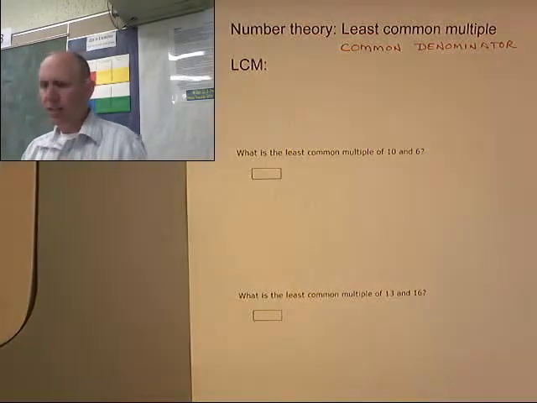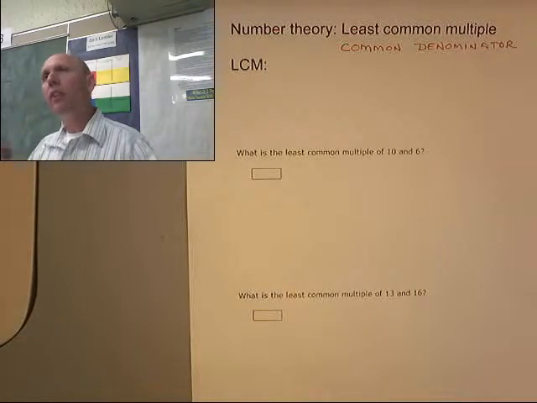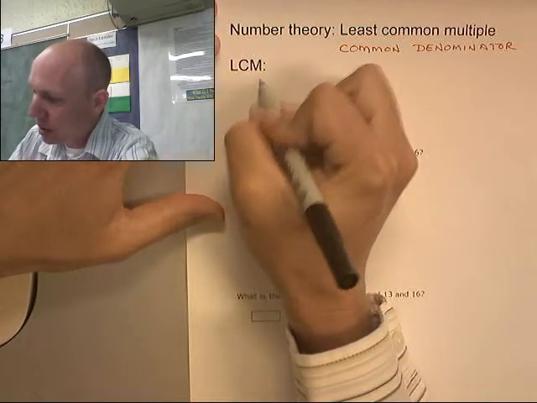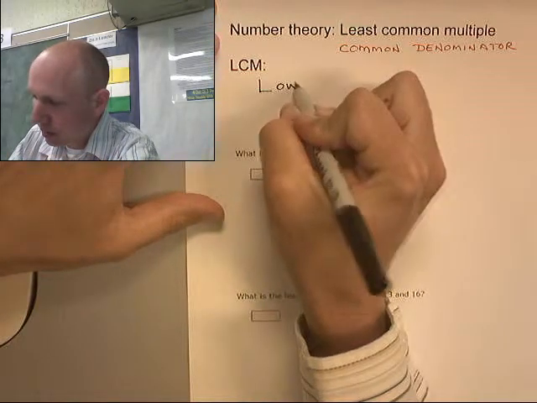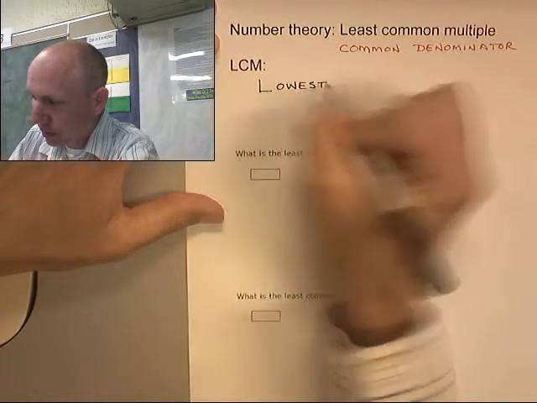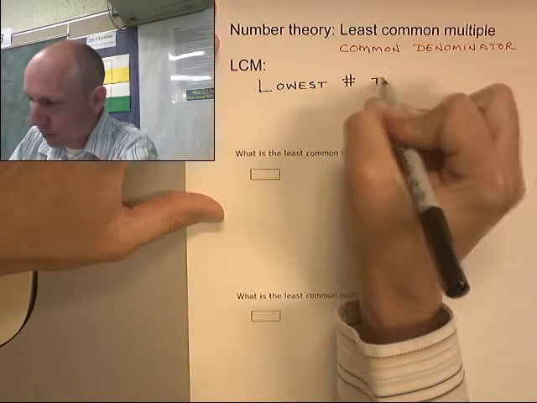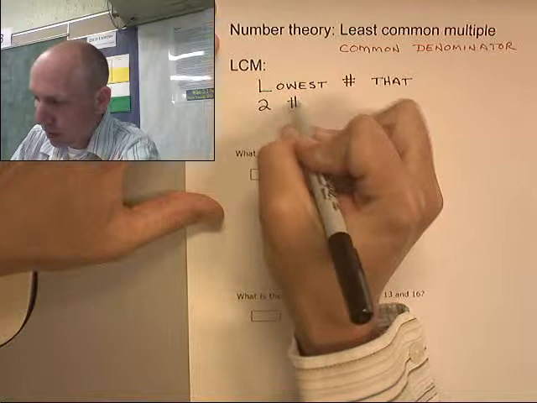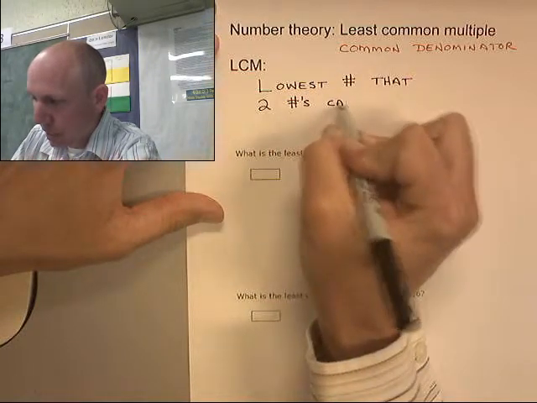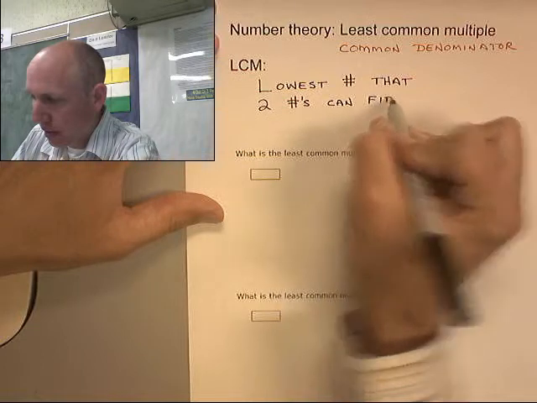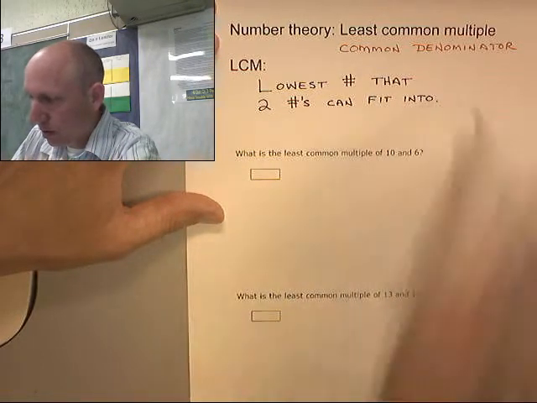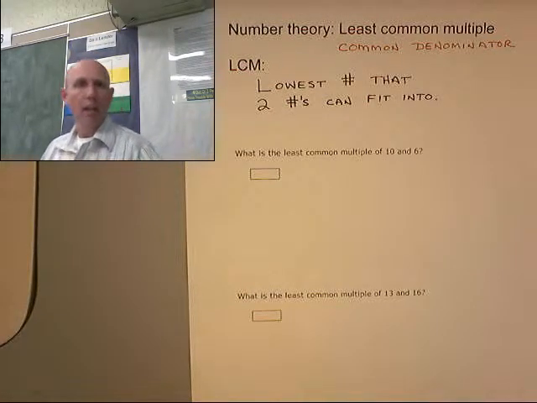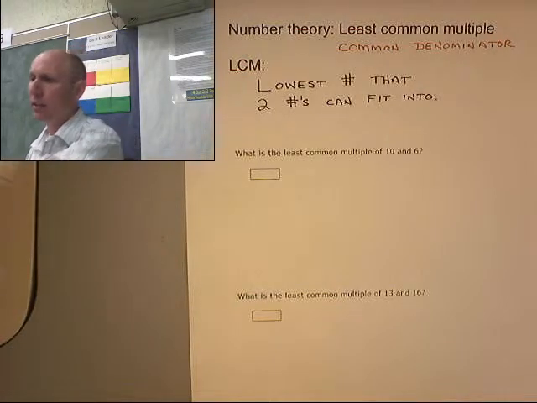So common denominator. LCM, now what is this guy? This is the lowest number that two numbers can fit into. It's the lowest number that two numbers can fit into. I'll do the first example and hopefully clarify that a little bit.